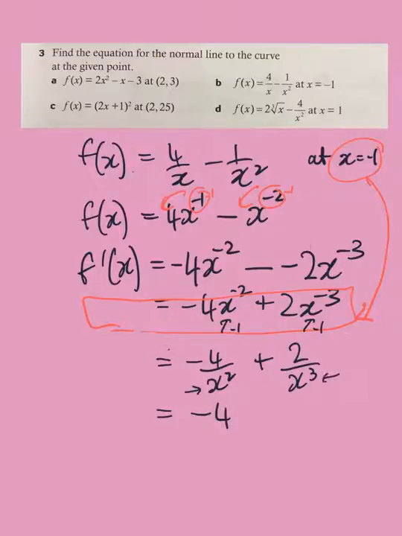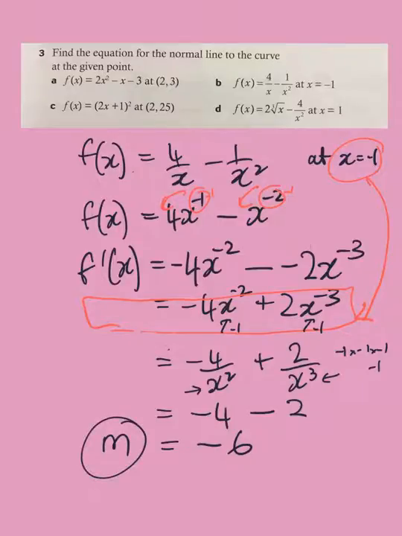And if I put negative 1 into here, it's going to be negative, because I'm going to have negative 1 times negative 1 times negative 1, which is negative 1. So then this is negative 6, the gradient here. But that, ladies and gents, is the gradient of the tangent. And I want the normal.